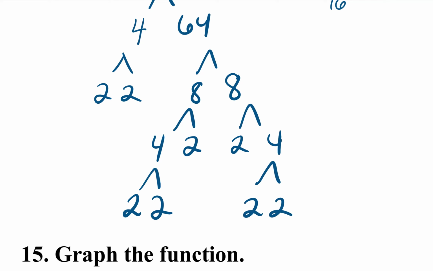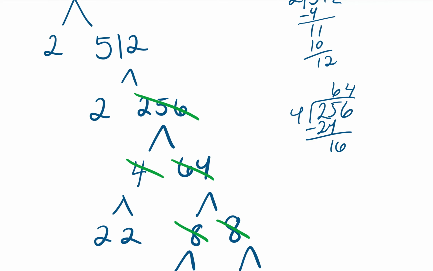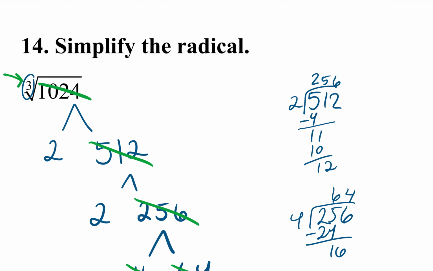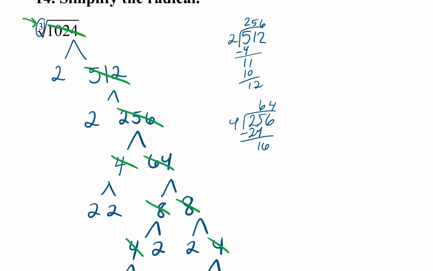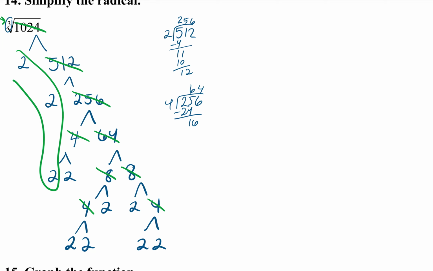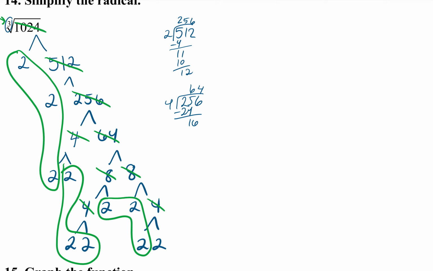Okay, so here's what I do. I'm going to cross off all the numbers that I split up because I don't want to accidentally use those. I mean, you don't have to cross them off if you don't want to. So again, I'm looking for groups of 3. If my index was 2, it would be groups of 2. If my index was 4, groups of 4, and so on. All right, so groups of 3. That's what I need. So I have 1, 2, 3. 1, 2, 3. 1, 2, 3. And that leaves me with this one right here.